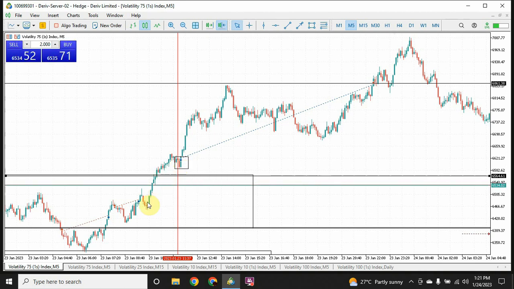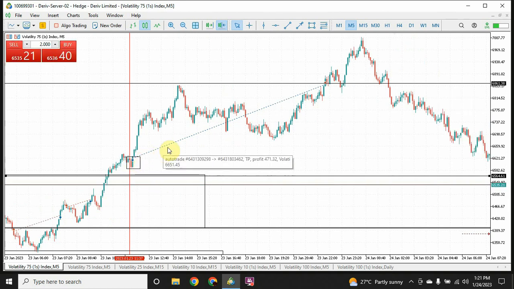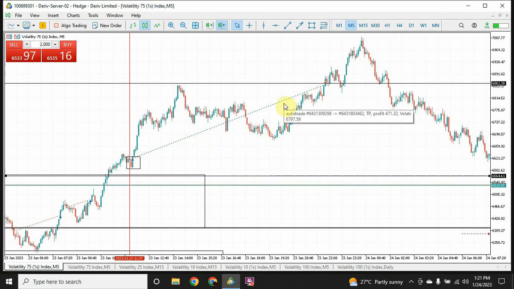If I got in here, my stop loss would be somewhere down here. So I got in here risking only this, and voila, the market went all the way up. So guess how much I made here? Let's see. As you can see there, profit $471. That's like a 1 to 10 ratio of profit.